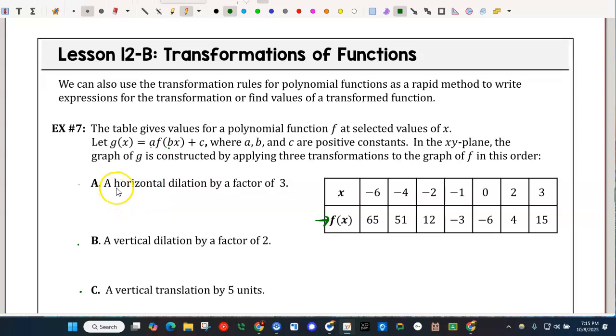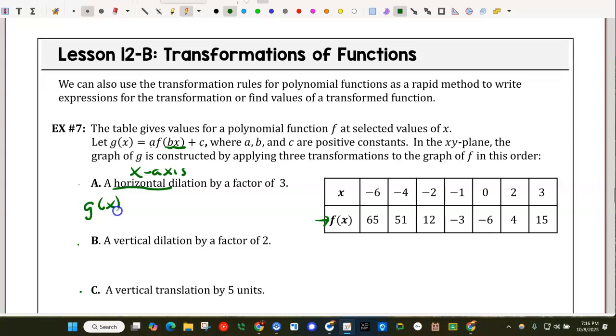So a horizontal dilation by a factor of 3. Recall that if it's horizontal, right, that's going to involve the x-axis, right? So that means it's going to be within the parentheses here. So that means for this part, a factor of 3, we're going to be working with and trying to find out b. So I want to write this out.